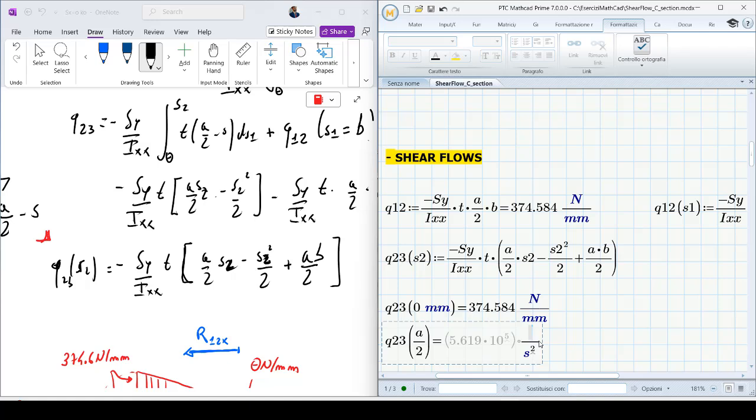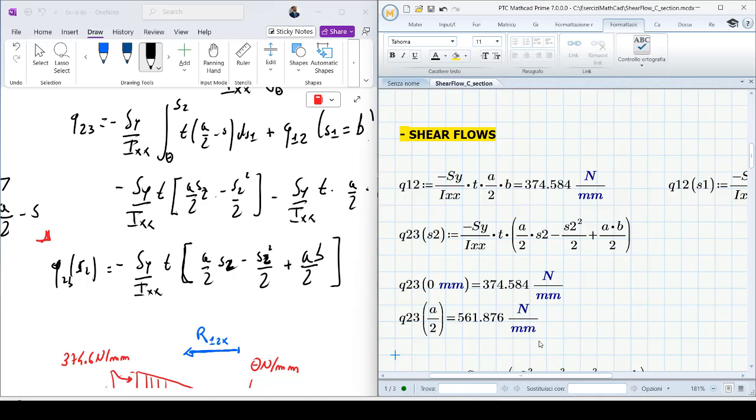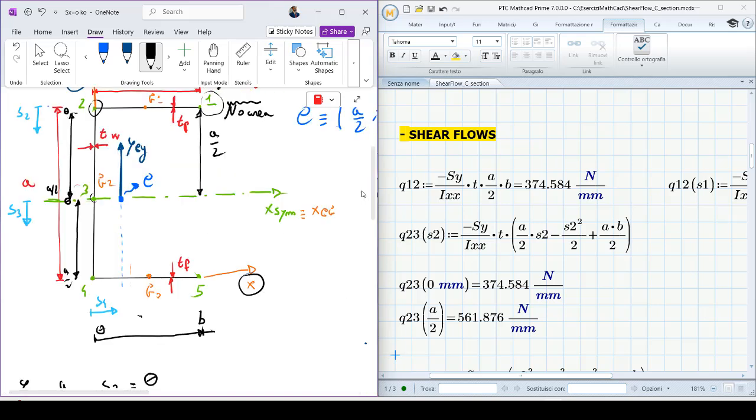Same thing here. If I evaluate this shear flow at A over 2, obtaining this value, Newton divided by millimeter. So we obtain at A over 2 a shear flow equal to 561.876 Newton per millimeter. So if you understand the game, you now are able to calculate by yourself the equation for the shear flow 3-4 and the equation for 3-5.